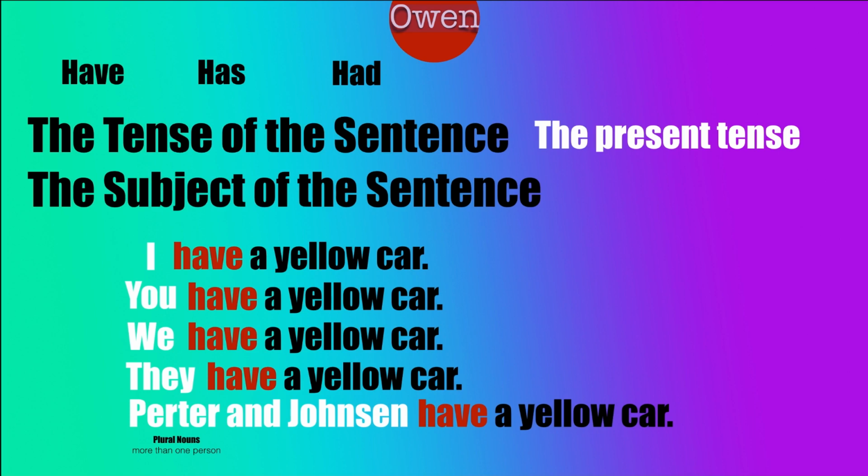You have a yellow car. We have a yellow car. They have a yellow car. Peter and Johnson, they are plural nouns, so Peter and Johnson have a yellow car. Understand? Simple.